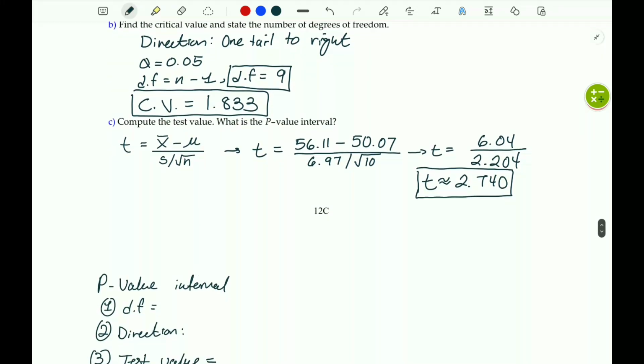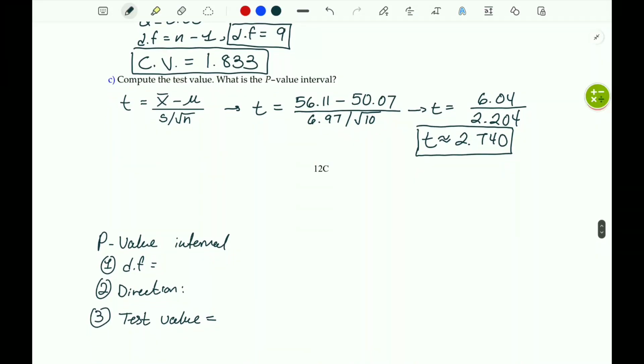Now there's a second part to see. It says, what is the p-value interval? When it comes to the p-value interval, you need to know these 3 things first. The degrees of freedom, which is 9. The direction, which is a one-tail test. I'll put to right in parentheses. And the test value, which we just found, which is 2.740.